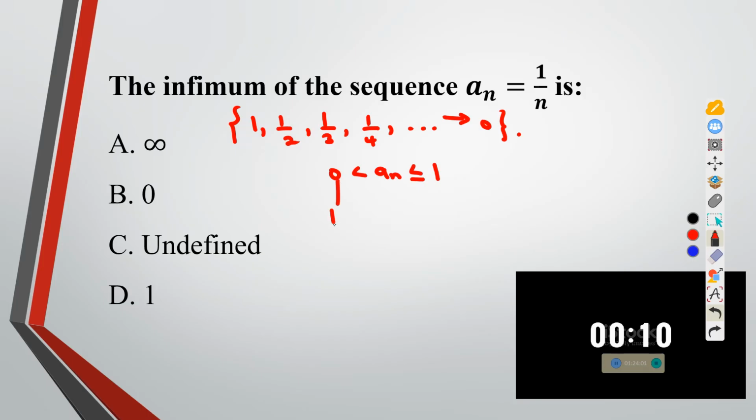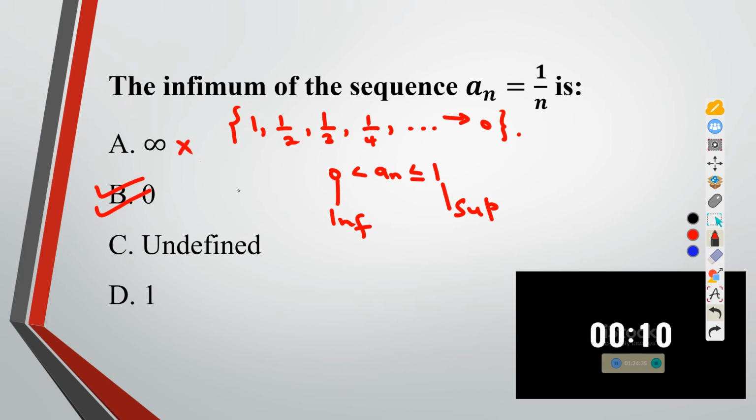So 0 is the infimum, though it is not part of the sequence, is not part of the terms. Then 1 is the supremum, and 1 is, of course, within the terms. So 1 is part of the terms. That's why we are having less or equal here. And this one here, we are not putting it because 0 is not part of the terms. So this is the supremum, this is the infimum. So the infimum of this sequence is 0.